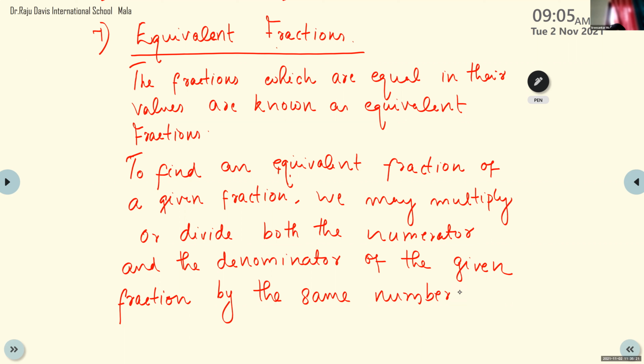Ma'am, we multiplied by 2, right? First numerator with the second, the denominator. Okay, children, we will write the examples later.